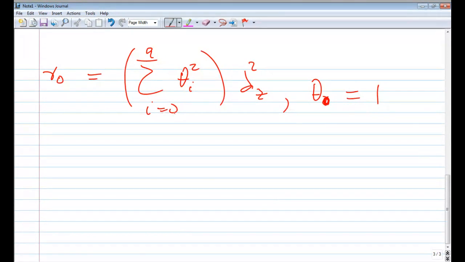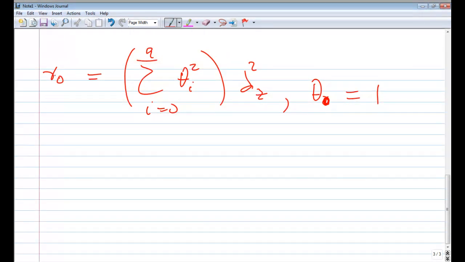If i equals 0, you're going to get theta 0 squared. But remember, theta 0 is 1. So it's 1 squared, and 1 squared is the same as 1. If i is equal to 1, you're going to get theta 1 squared. i equal to 2, theta 2 squared. i equal to 3, theta 3 squared, and so on. So you're going to get the same thing as what we got on the last step there. Okay, so that is your gamma 0.